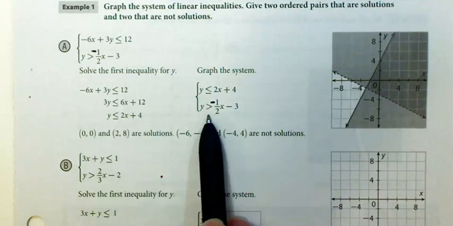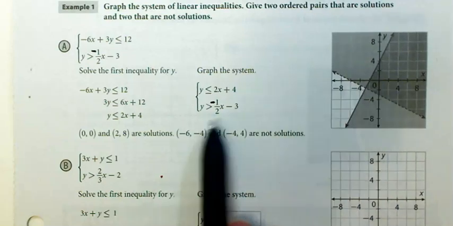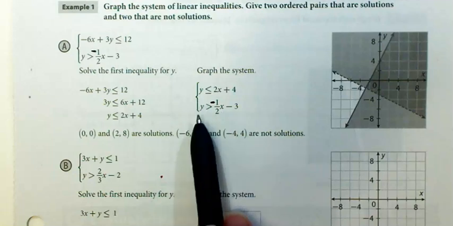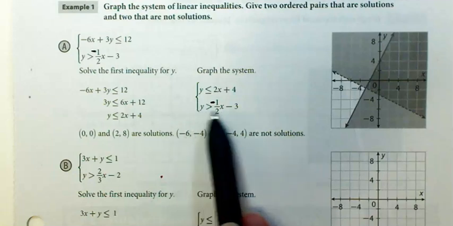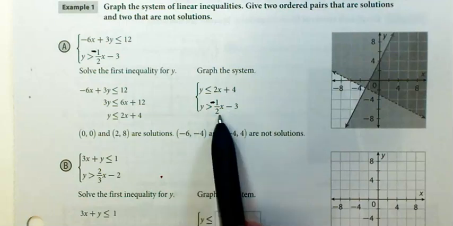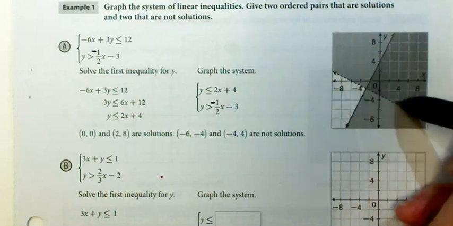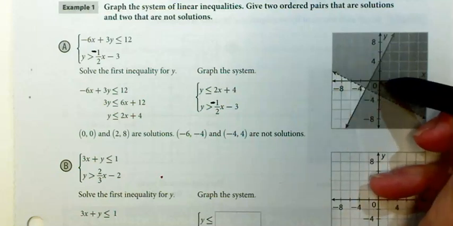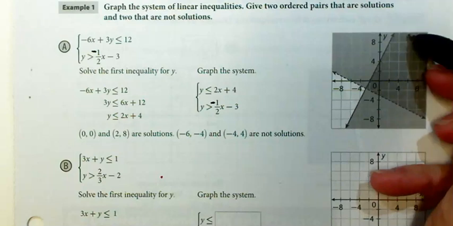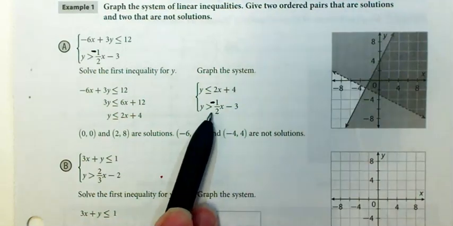Then I go to this inequality. And again, I'm going to use 0, 0 as my test point. I put in 0, 0. Is 0 greater than -3? Yes, 0 is greater than -3. 0 is not greater than 3, but 0 is greater than -3. So again, I am trying to figure out which way to shade on the dashed line. I picked 0, 0. It made that equation true, so I shade that side. So here's the shading for this line as well.